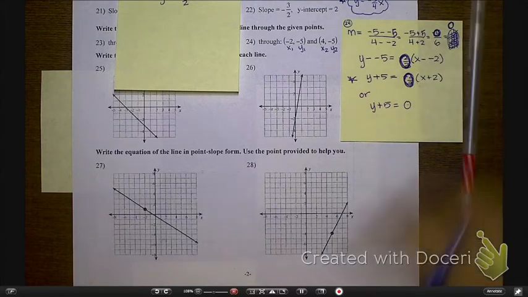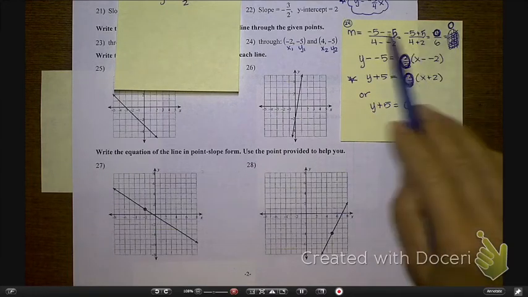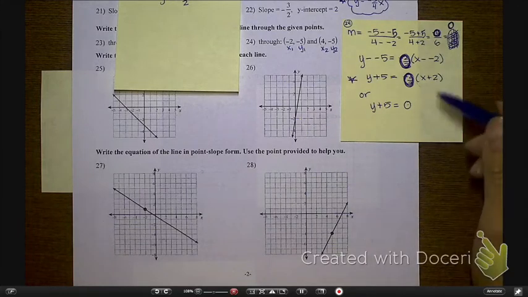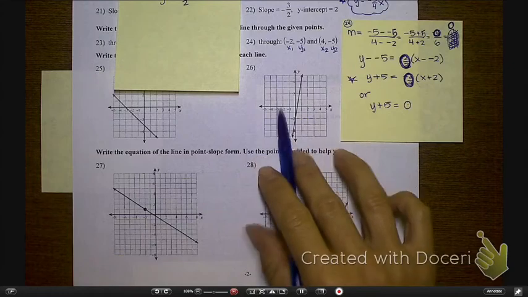Okay. That looks better now. I don't know where I got the 1 from. Maybe just because I was plugging in y1, I wrote 1, something like that. Okay. All right. Are there questions on that one? Okay. Let's go to this one, number 26.